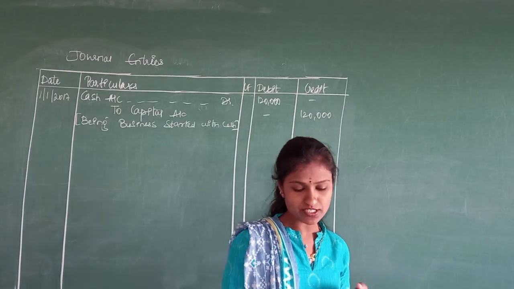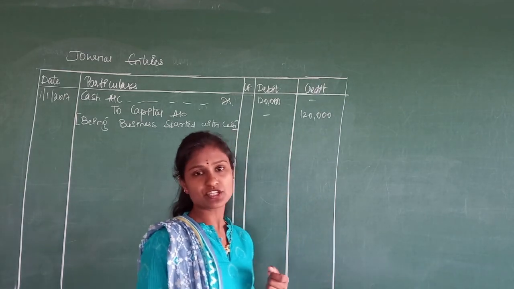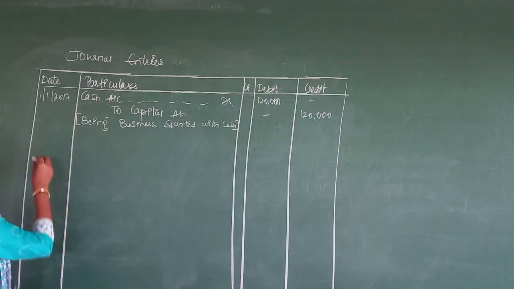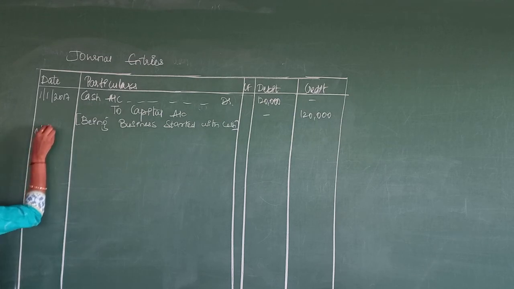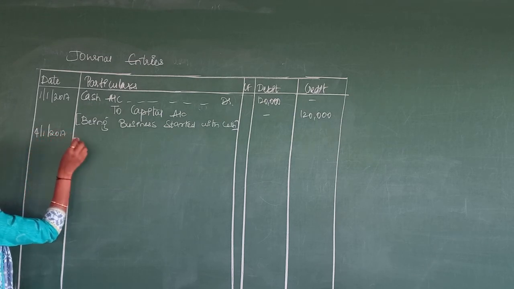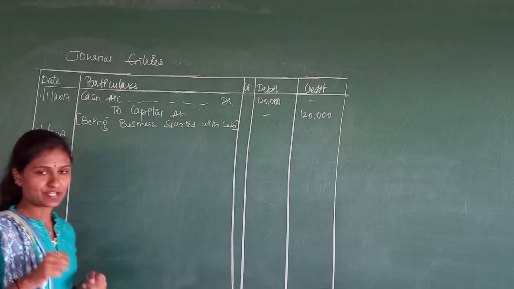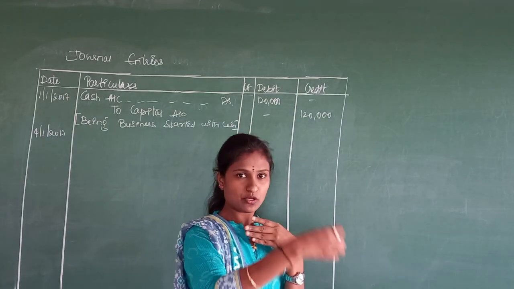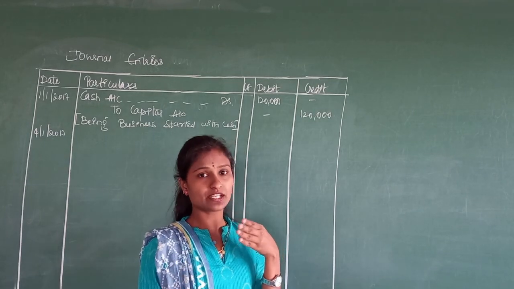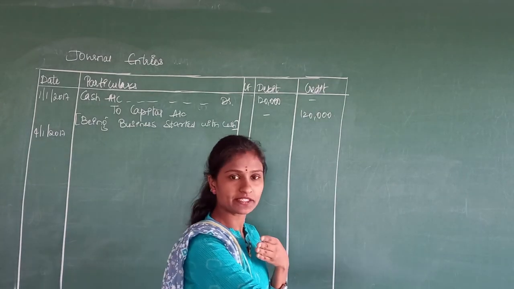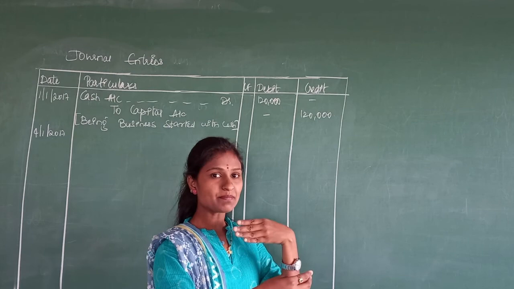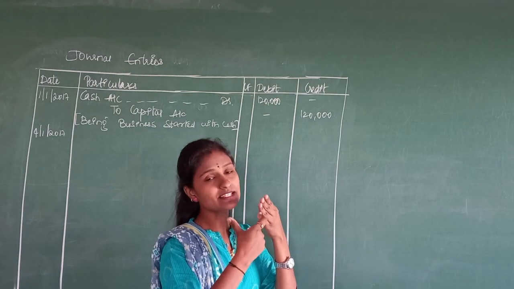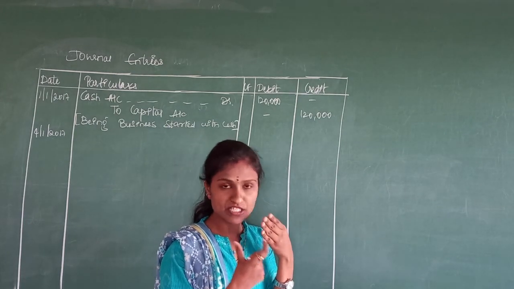Next transaction is on January 4, goods purchased for cash. Right, that is 4/1/2017. Goods purchased for cash. So what we are receiving? We are receiving goods, and what we are giving? Cash. Goods purchased for cash, so here goods are coming to us, and what we are giving is cash. So what do we receive? We receive goods. But what is the activity going here? That is a purchasing activity.